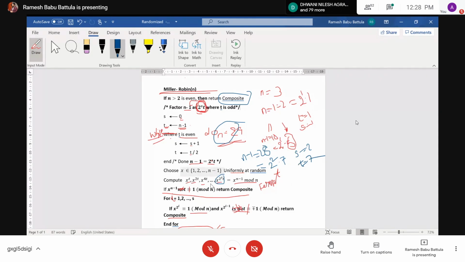x to the power s into t. Why do we need to check this? Suppose this is an odd number and it is going to satisfy the little Fermat theorem; we are checking this particular point. If x to the power n minus 1 is not congruent to 1 mod n, then you return composite.